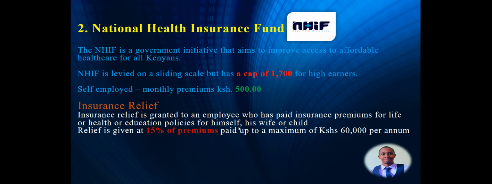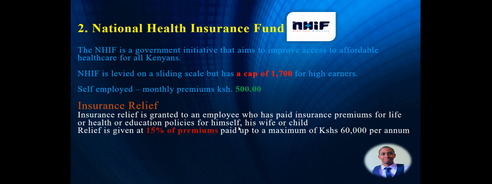There is also a cushion to help you not to feel the burden of contributing all this amount. The government has introduced insurance relief for those who are paying insurance premiums for life, health, and educational policies for themselves and their families. This relief is given at 15% of the premiums paid, to a maximum of 5,000 Kenya shillings per month, a total of 60,000 per annum.